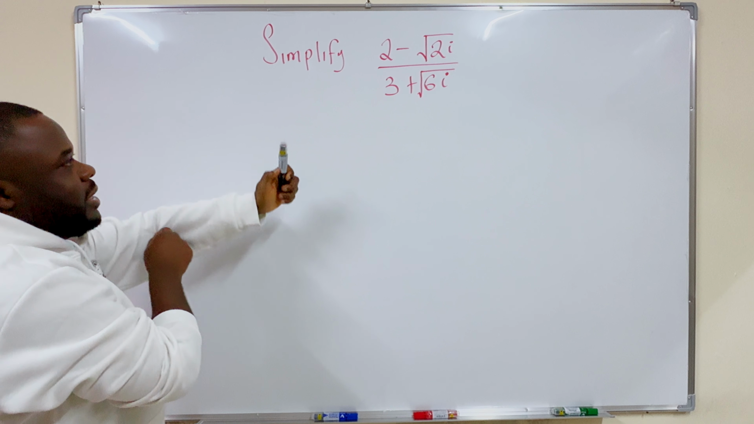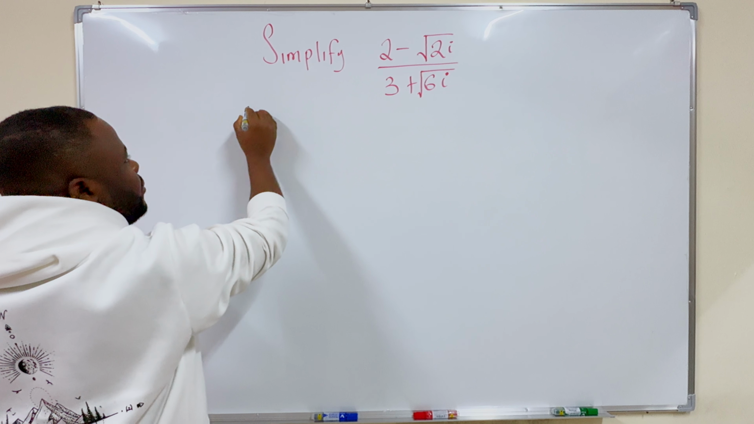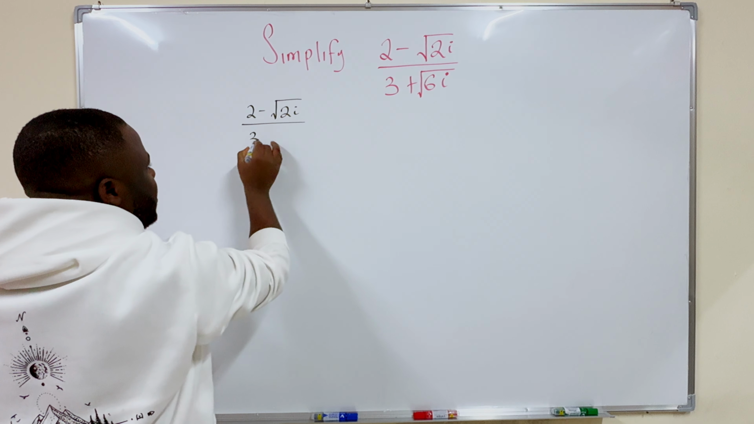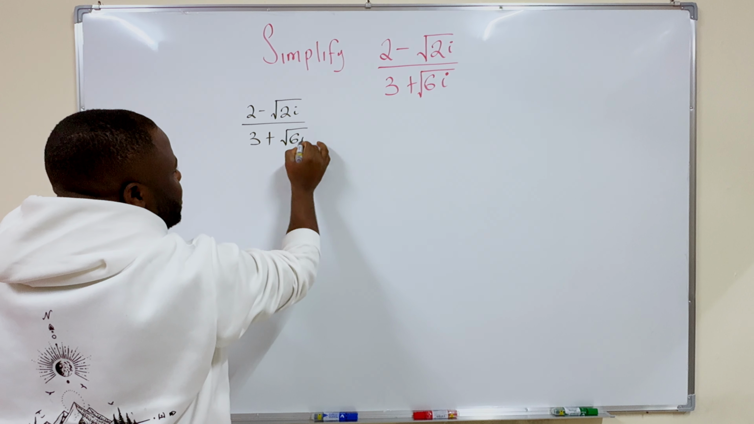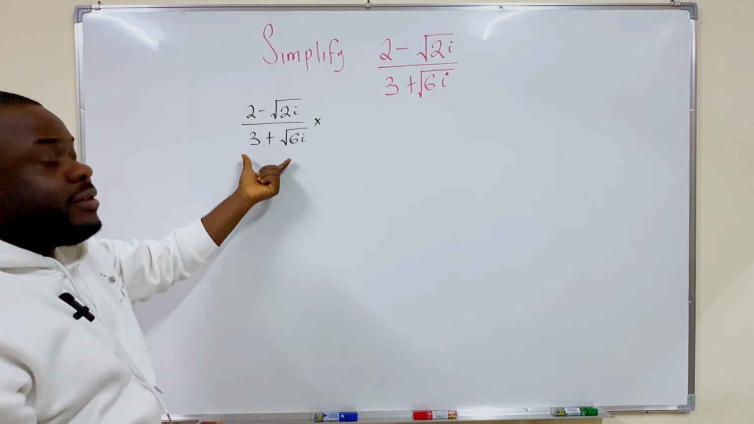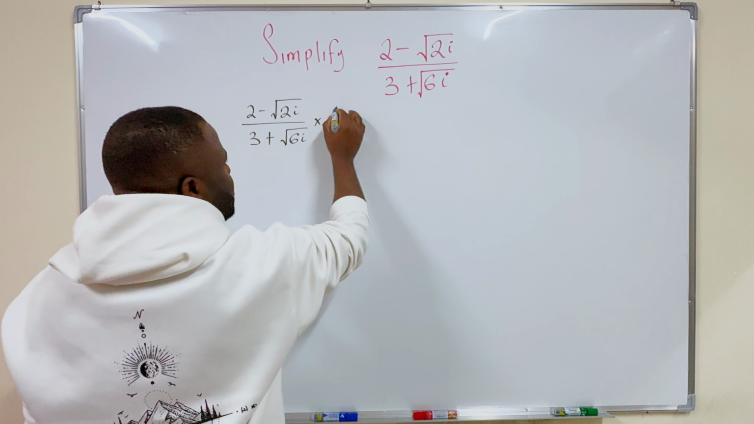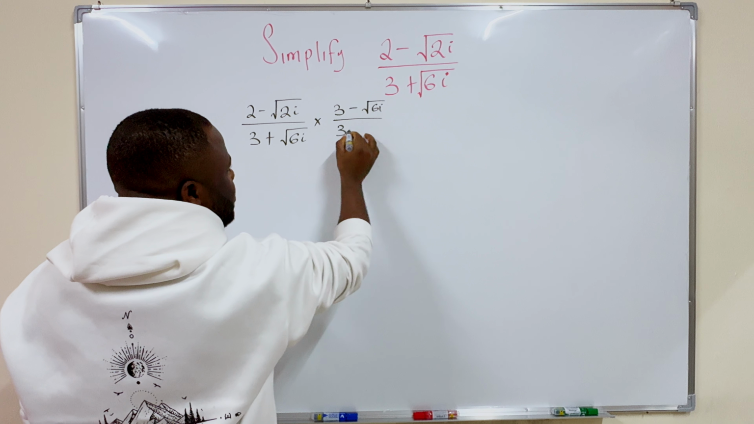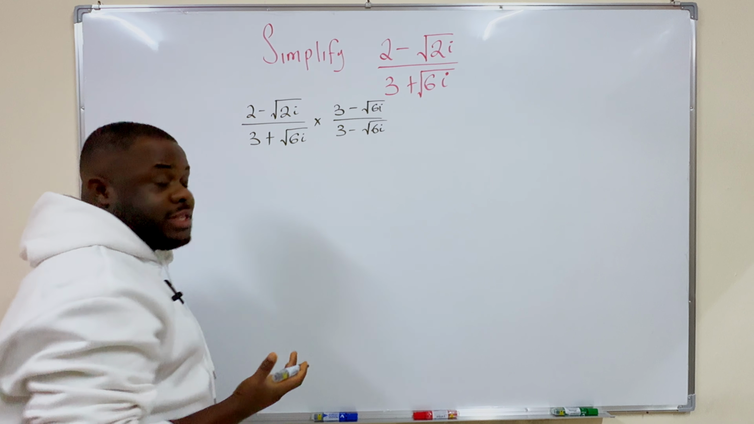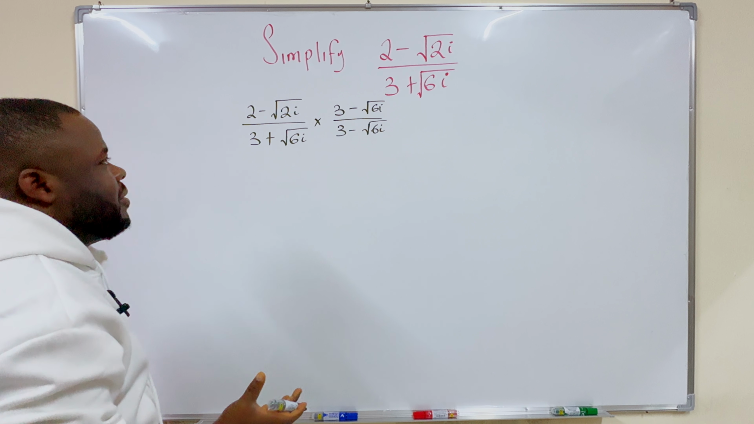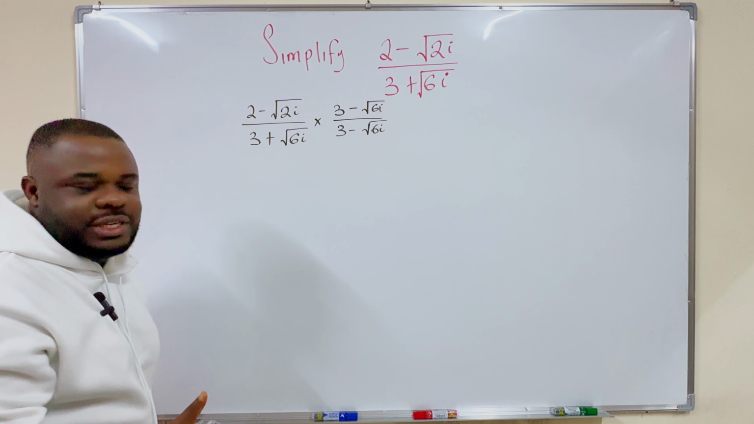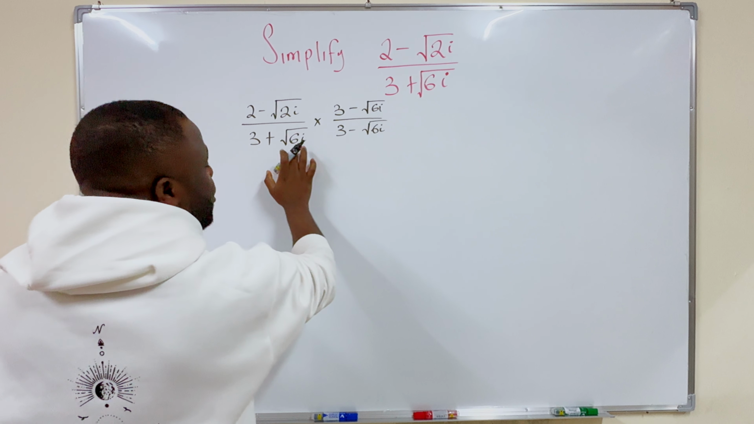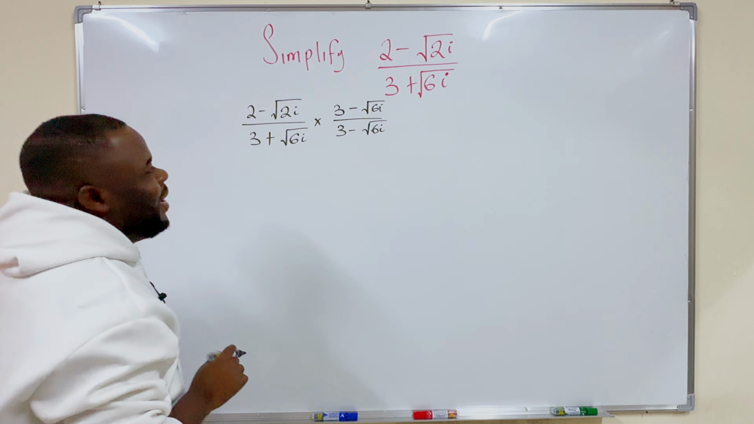So let's start. On the numerator we have 2 minus square root of 2i, over 3 plus square root of 6i. So you can multiply it by the conjugate of the denominator, and that is going to be 3 minus square root of 6i over 3 minus square root of 6i. So that is the conjugate of the denominator. Basically, we are going to multiply everything out so that we'll be able to cancel out the imaginary parts of the denominator.